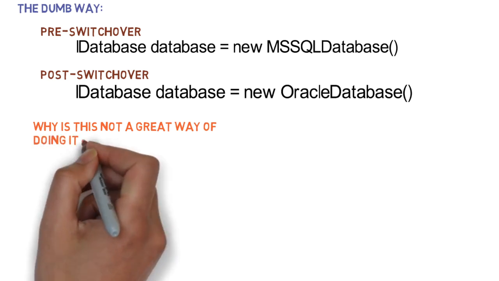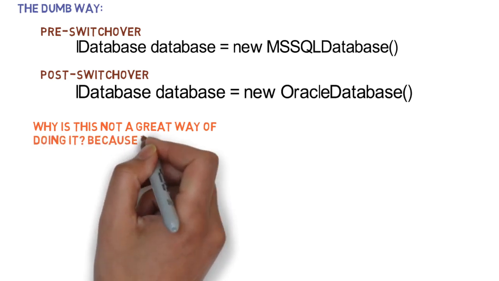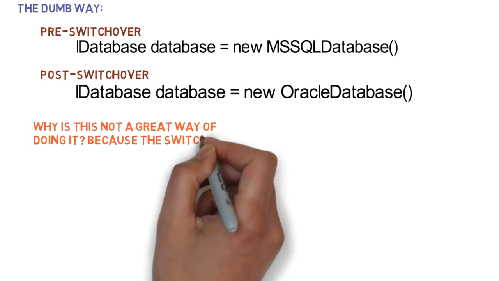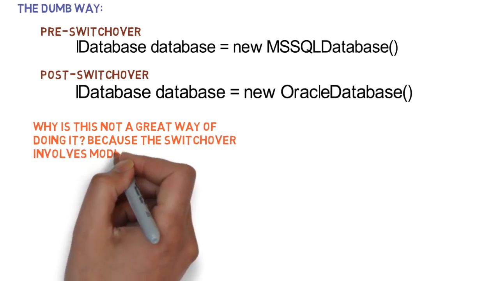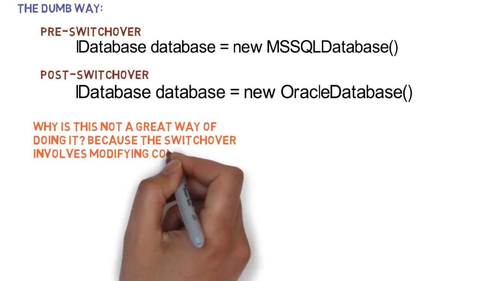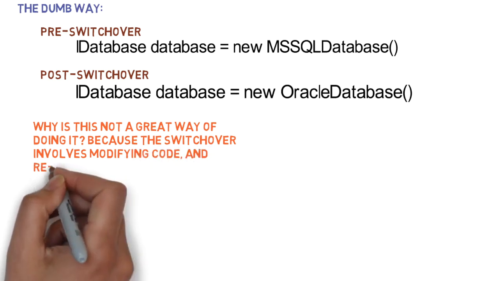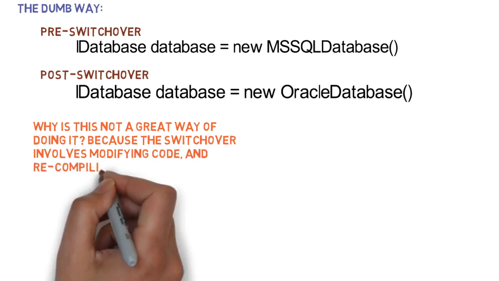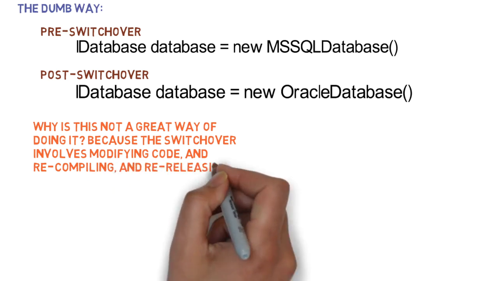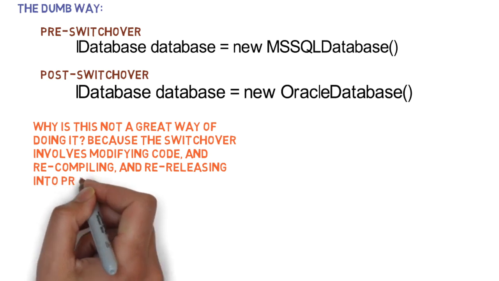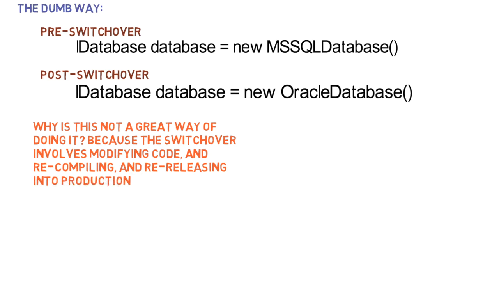Let's think a little deeper about what it means to make the change in this manner. This means that the switchover involves modifying code in the application that you've built, recompiling this application, and then re-releasing this into production. Now, for a small system, this is not a big deal, and you'll just do it and forget about it.